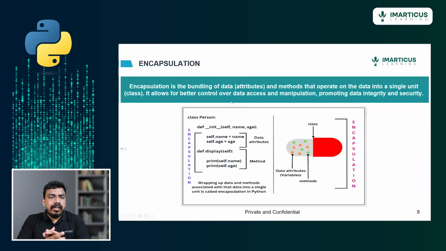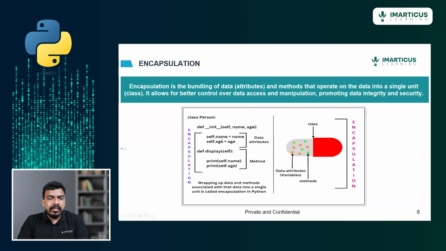So what is encapsulation? Encapsulation is the bundling of data attributes and methods that operate on the data into a single unit. It allows for better control over data access and manipulation, and as well as improves security. So here you can see this is the class, that is Person, and here we have mentioned the attributes, that is name and age of the person. So now I'm creating an encapsulation. I'm encapsulating all the data attributes and methods inside the attributes, that is name and age.